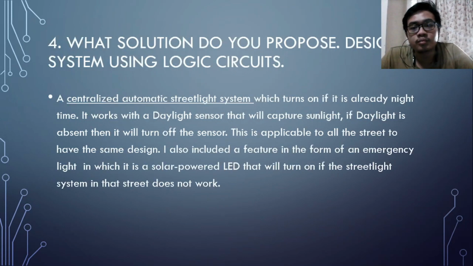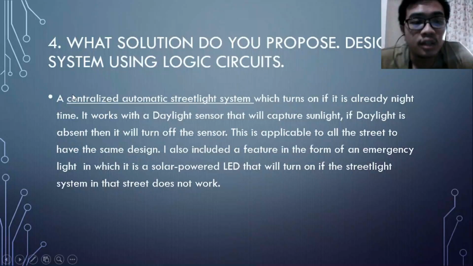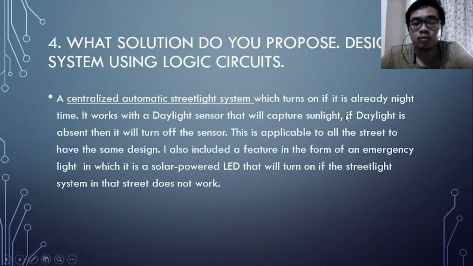So what solution do you propose? Design a system using logic circuits. So I proposed a centralized automatic streetlight system which turns on when it's nighttime. It works with a daylight sensor that will first capture the sunlight, and if the daylight is absent, the lights turn on, and when daylight returns, it will turn off. The daylight sensor will work as the core for this automatic system.